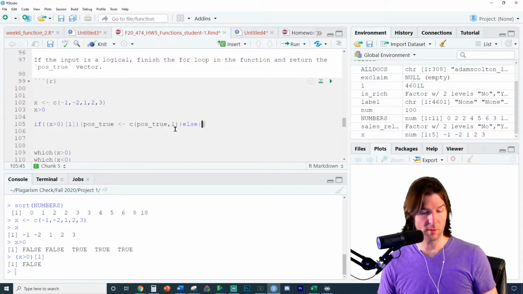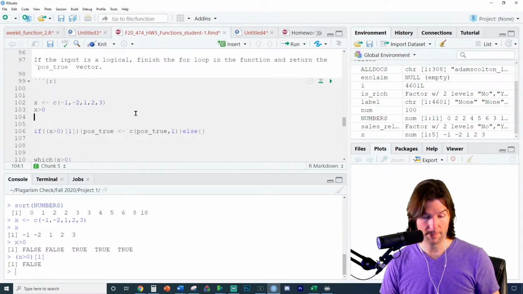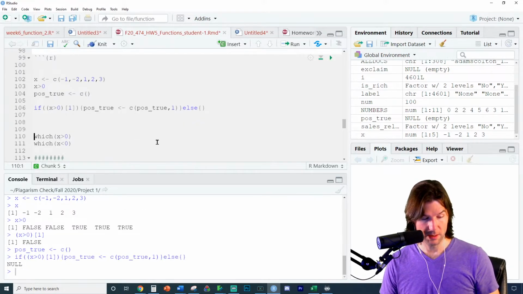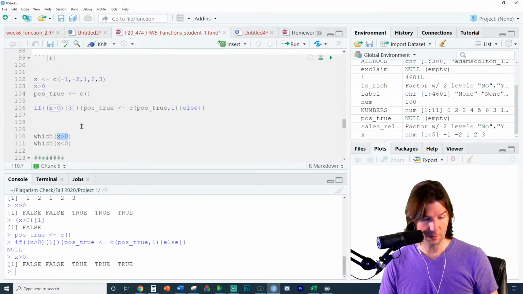So with the not store right here, you've just said if it is greater than 0 at position 1, then we will store into the position true vector, which we need to make. This should work. There we go. And so that did nothing, or did null. That's all right, that's what I want. Let's go to 3, because 3 is where we get our first true on this, just so you can see.